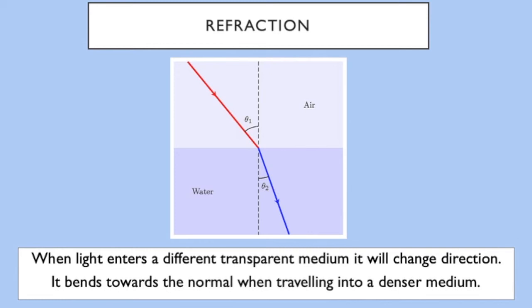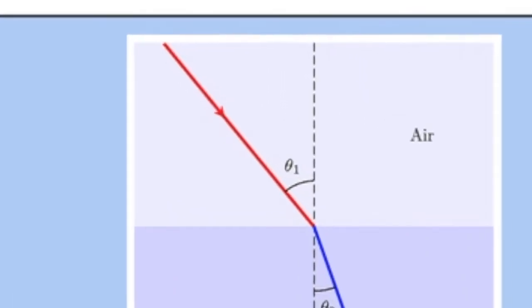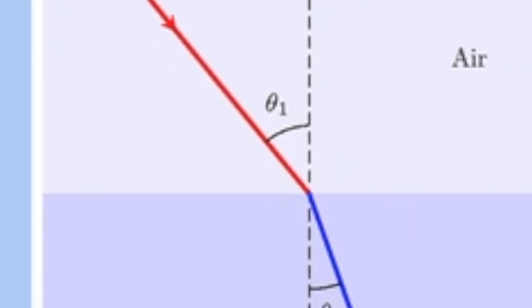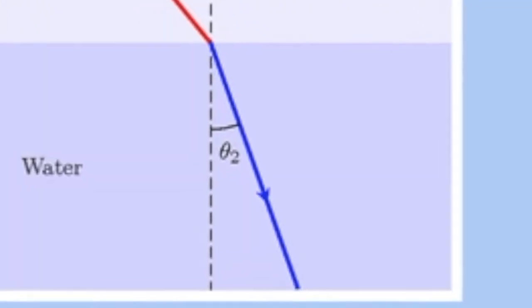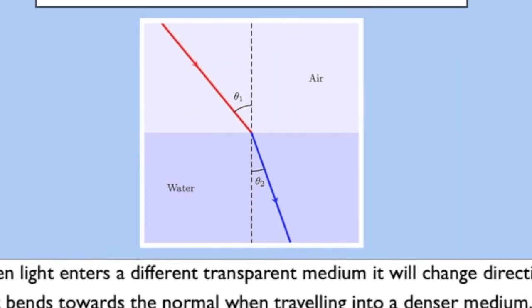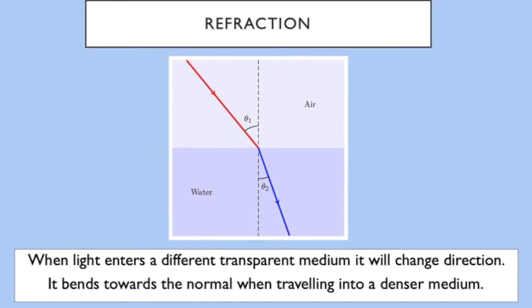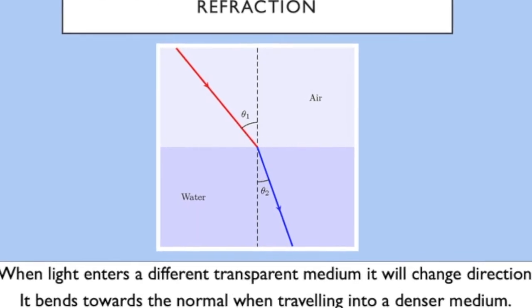So here we've got light that is travelling through air, it's hitting the boundary between the air and the water, and it is bending, it's changing direction, and it bends towards the normal. So the angle in the air is larger than the angle in the water. So we call that red line the incident ray and the blue line the refracted ray. So angle 1 is the incident angle and angle 2 is the refracted angle.